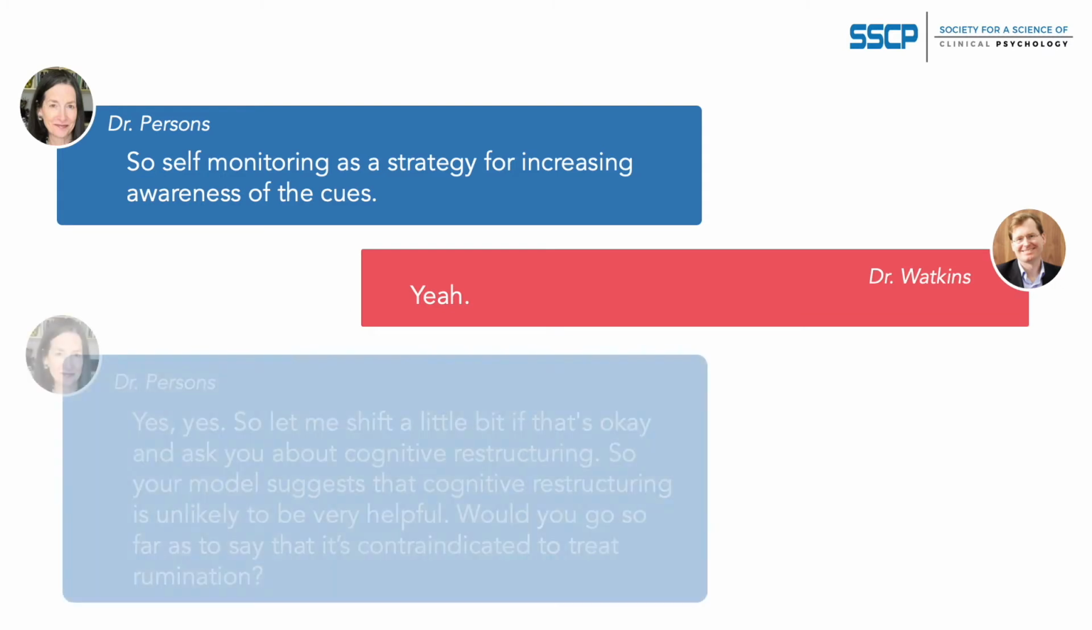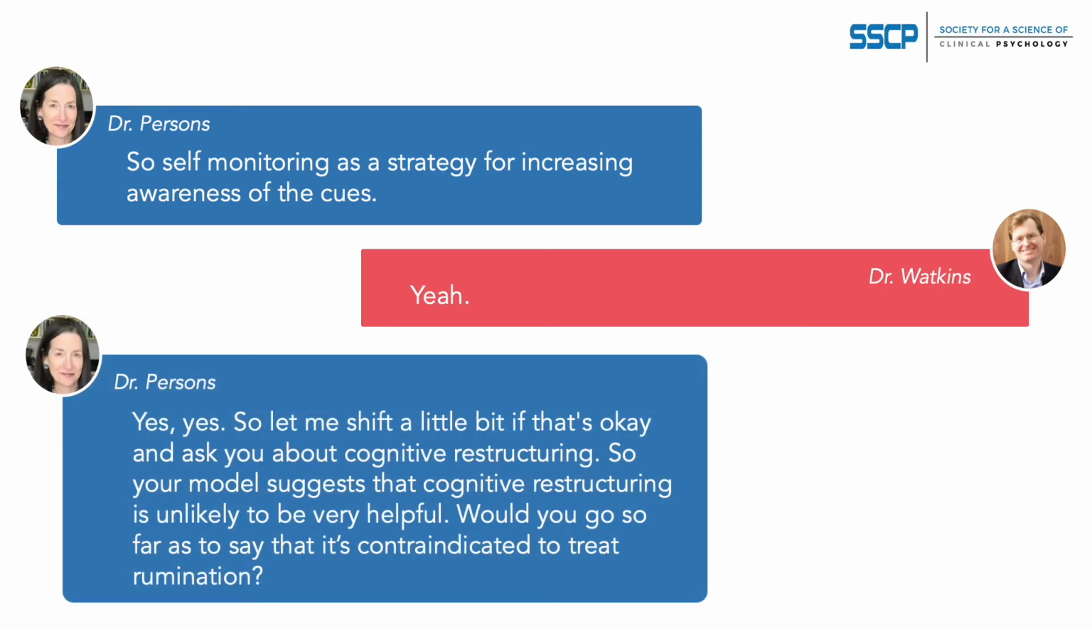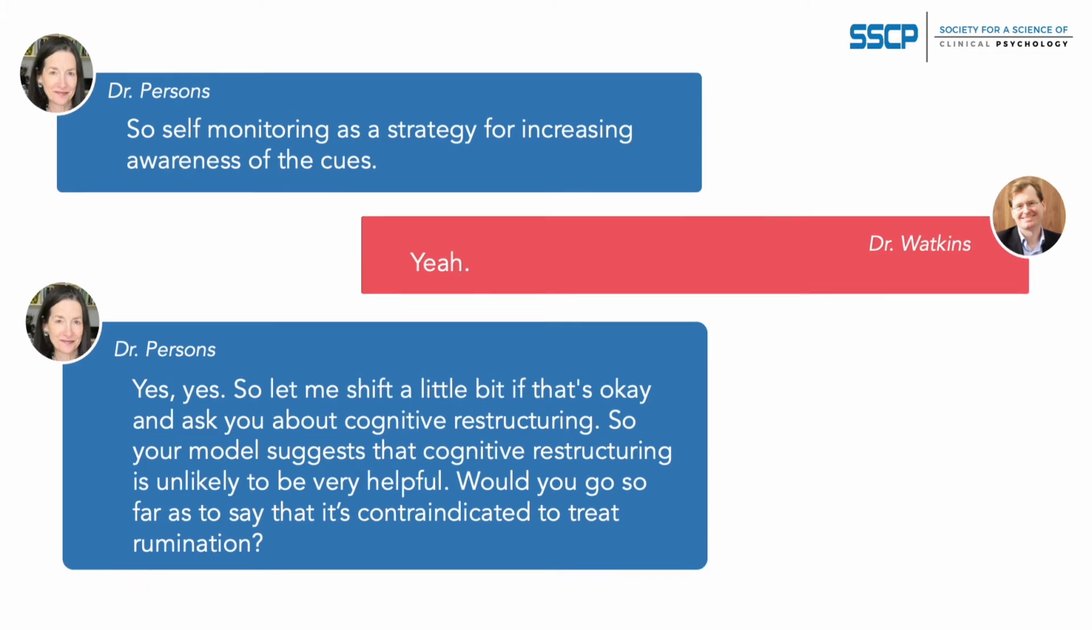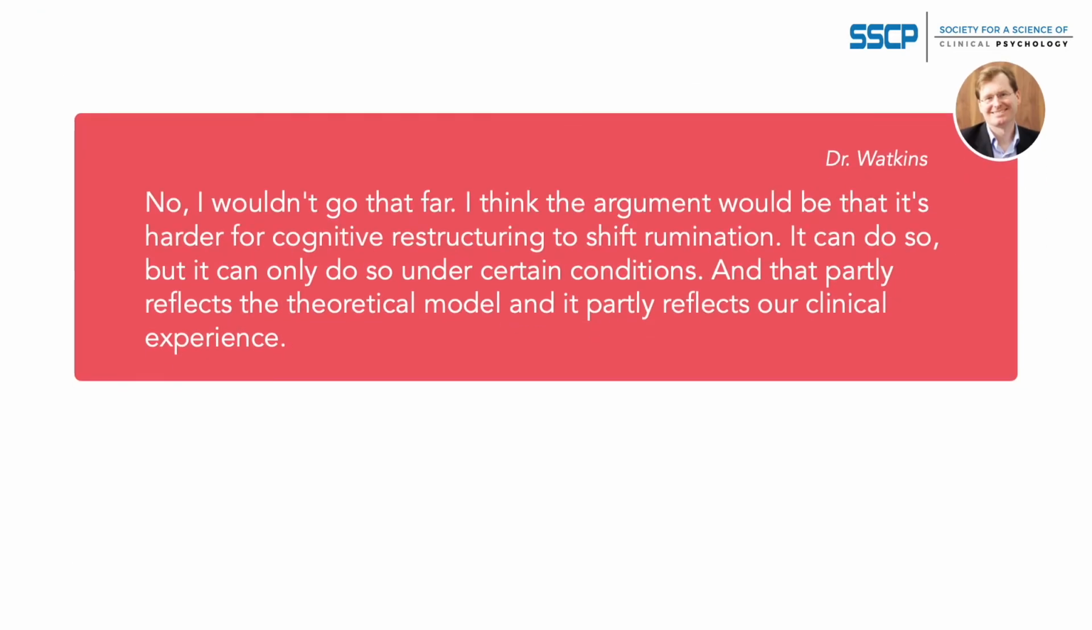Yes. So let me shift a little bit, if that's okay, and ask you about cognitive restructuring. Your model suggests that cognitive restructuring is unlikely to be very helpful. Would you go so far as to say that it's contraindicated to treat rumination? No, I wouldn't go that far. I think the argument would be that it's harder for cognitive restructuring to shift rumination. It can do so, but it can only do so under certain conditions.